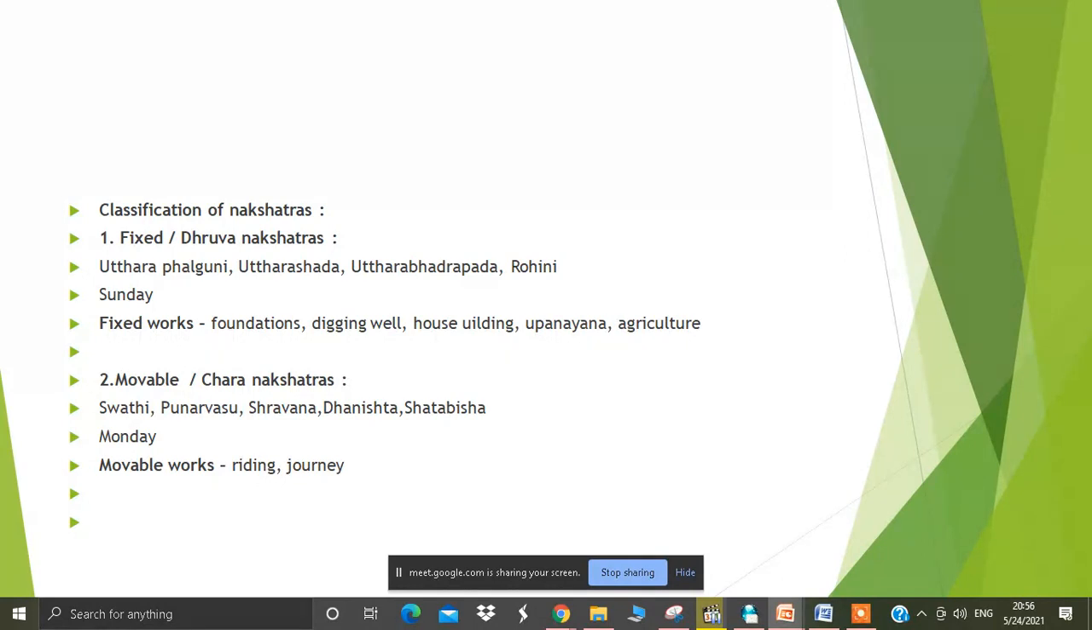And movable nakshatras or Chara Nakshatras: Swati, Punarvasu, Shravana, Dhanishta, Shatabhisha. These are for movable works like riding, journeys, and even sexual intercourse, which involves movement. That can also be done during this. And buying silver or jewelry, all those things can also be done in the movable nakshatras, because gold also involves movement: when you want something, you go and sell it and buy it. So those things can be done.